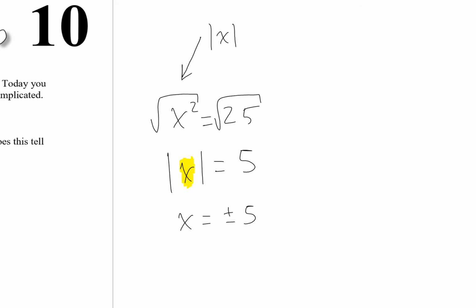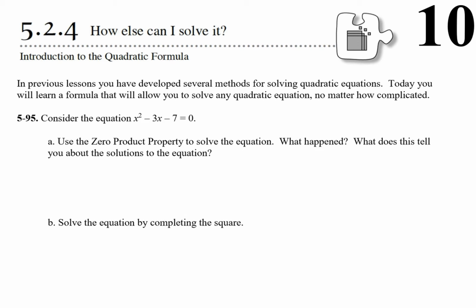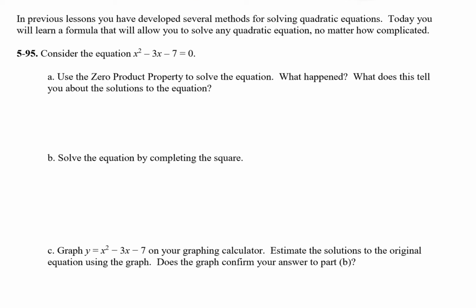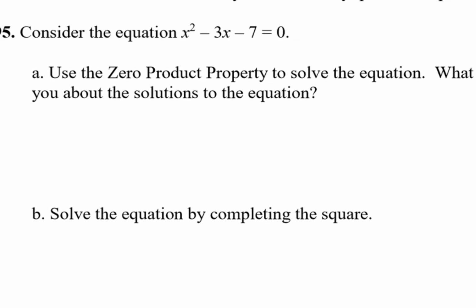So that's one simple way, just using square roots, because there's no linear term. And then we spent a lot of time dealing with factoring quadratics and using the zero product property. If I start out with part A and try to solve this using the zero product property, I'm going to create a generic area model. In the lower left-hand corner I place my x squared, and up here I've got my negative 7.